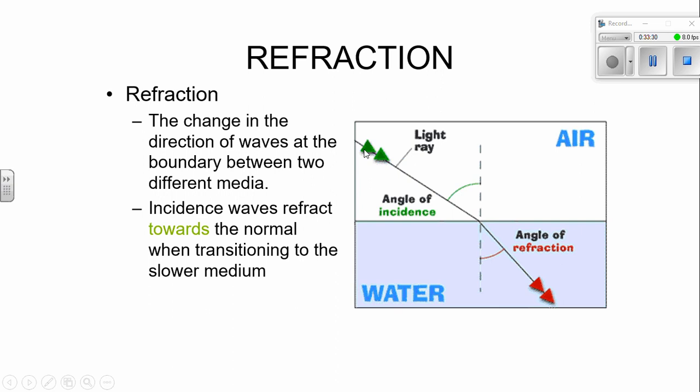Or if you can imagine a track vehicle, like a tank or something, where the track on this side would hit the mud first, and it would start to slip, and it would turn as it's entering the mud. It would turn towards the normal. Refraction would happen in the opposite direction going the other way. So going from a slow to a fast moving medium, the light ray would actually bend away from the normal.